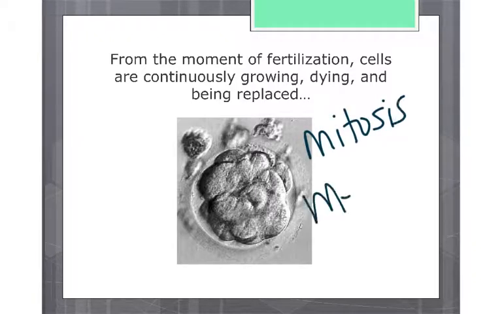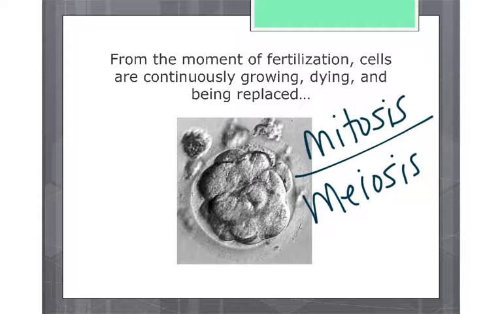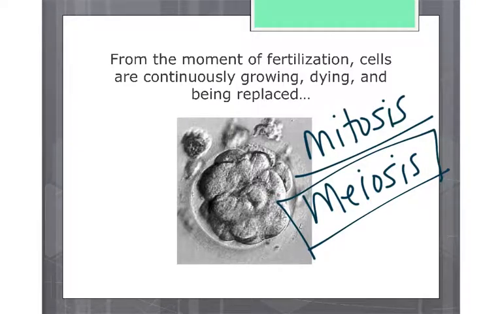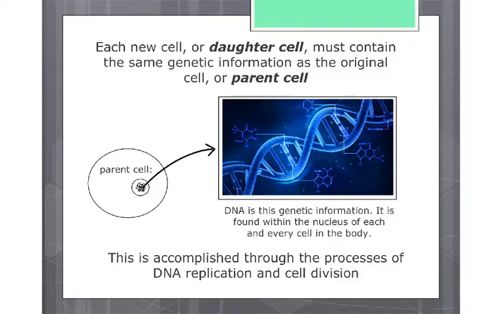mitosis and meiosis. Mitosis is where a cell will replicate itself identically. Meiosis is regarding the production of sex gametes. So they're going to produce an egg or a sperm cell. So meiosis can also be referred to as oogenesis and spermatogenesis, which was talked about in the reproduction unit.